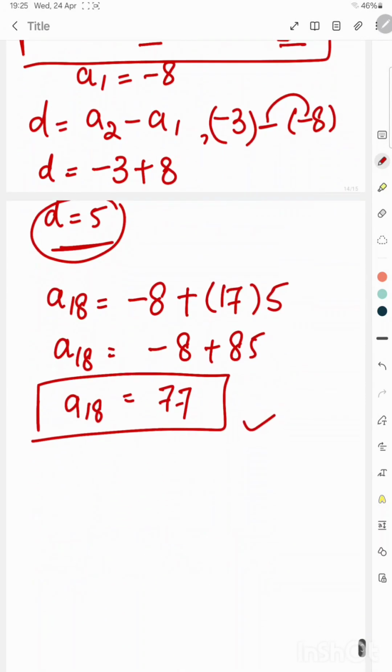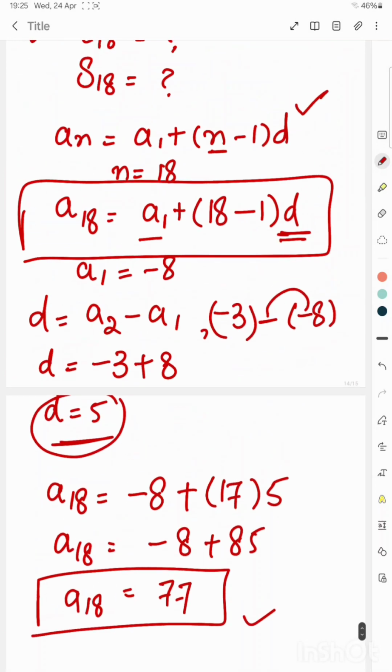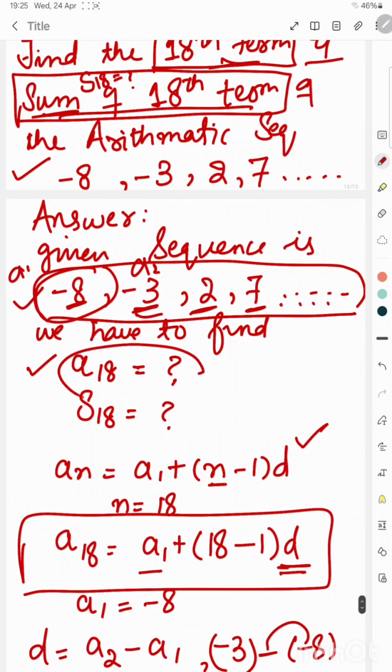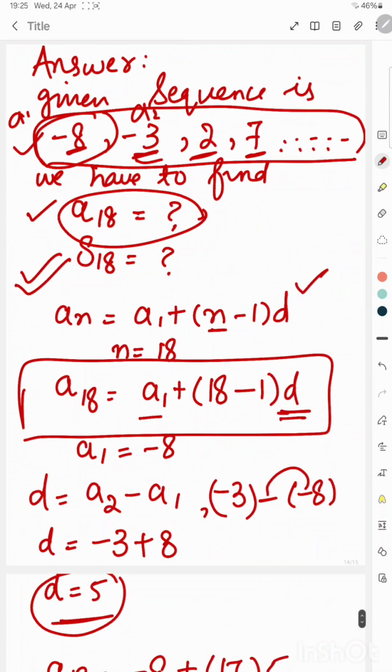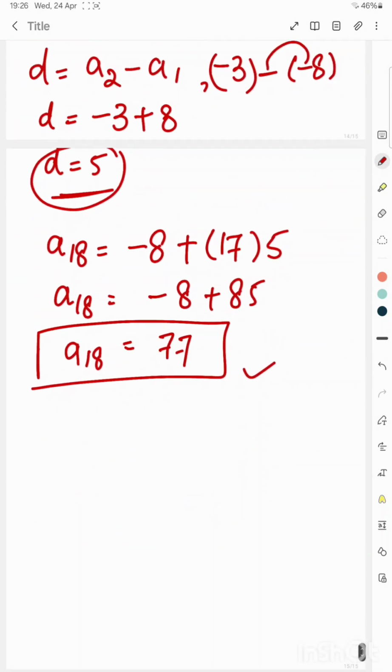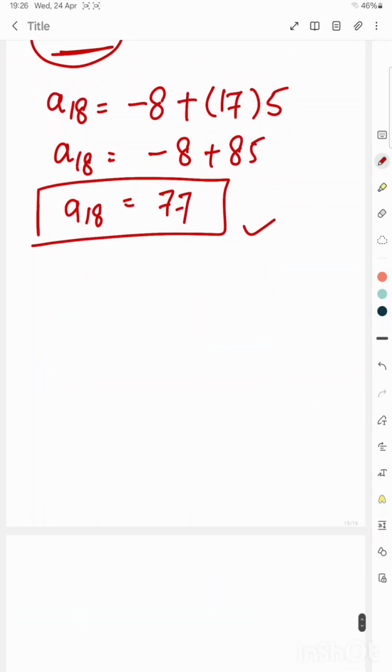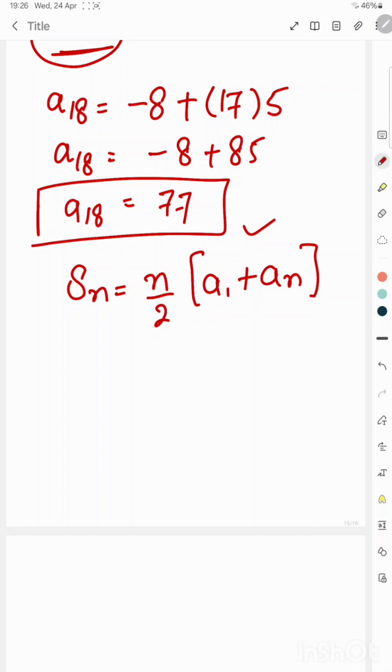Okay student, it is really easy to find any term with the help of the nth term formula. Now the second thing we have to find is capital S18, that is the sum of 18 terms. As you know, the sum formula is Sn is equal to n by 2 times (a1 plus an), where here n is equal to 18, because the question asks about the sum of 18 terms.